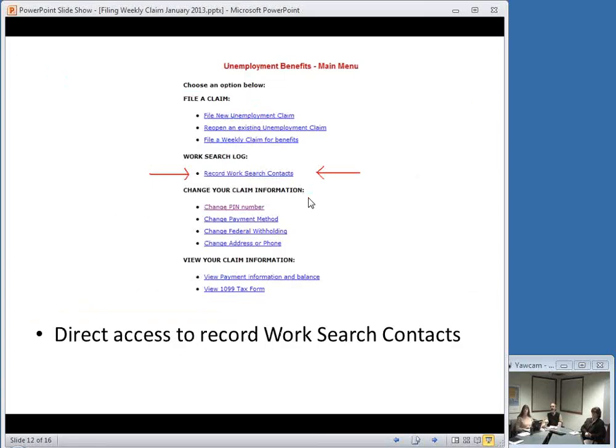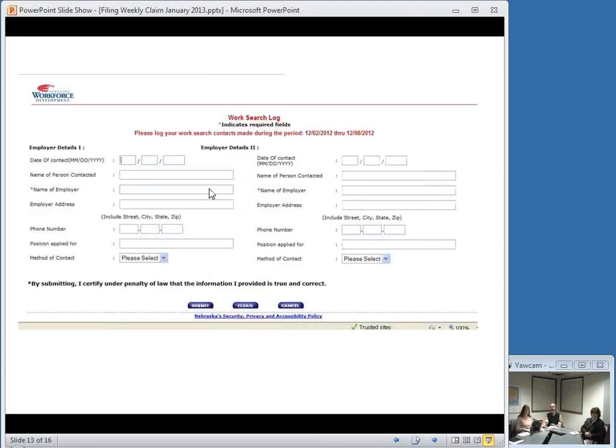And on that main menu, just to come back here, they can enter that work search anytime during the week. So if they're in your library and they have done a couple of work searches already this week, but the week isn't over, they can enter those work searches right now, and then when they go to file their weekly claim for benefits, they'll already be entered. And that would just bring up the same screen.